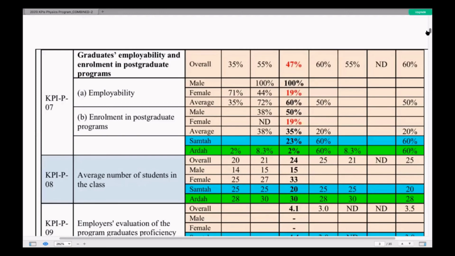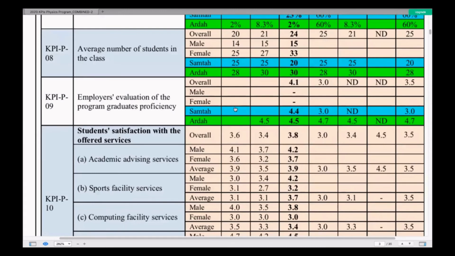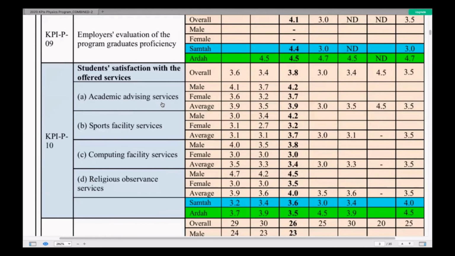Average student number in the class, okay, no problem. Starting this year we have the survey result from the employer. 4.1 out of 5 is quite good. And student satisfaction with the services is also very good. We just highlight a few services here: academic advising, sport facility, computing, and religious observance. All above 3.